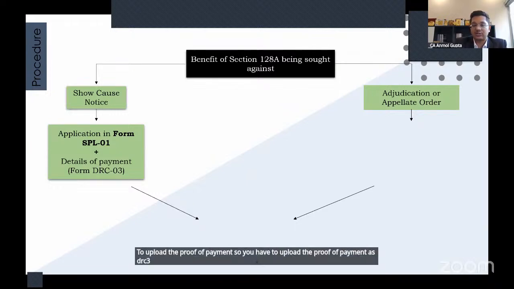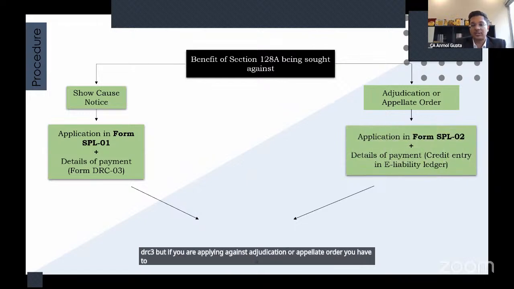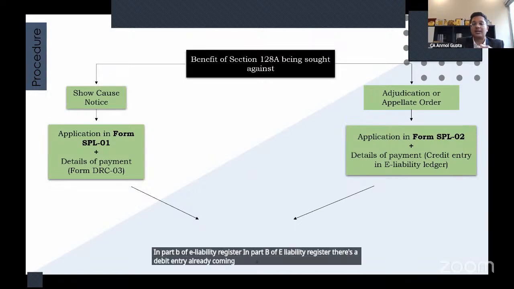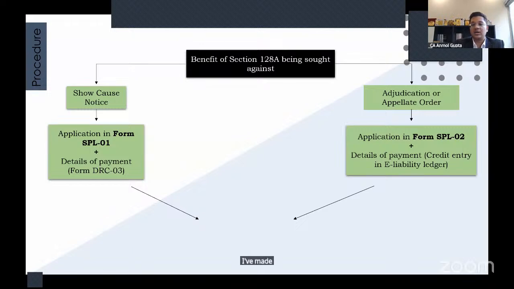But if you are applying against an adjudication or appellate order, you have to file the application in form SPL 02 along with the proof of payment. The proof of payment in this case is only and only a credit entry in the e-liability ledger. Basically, whenever there is a confirmed demand against you, in part B of the e-liability register there is a debit entry already coming which has created the demand against you that is pending to be recovered. So if you cause a credit entry against that debit entry, so if there is a tax demand of 100 rupees and I have made a credit entry of 100 rupees of tax liability, that will only be accepted as a proof of payment.